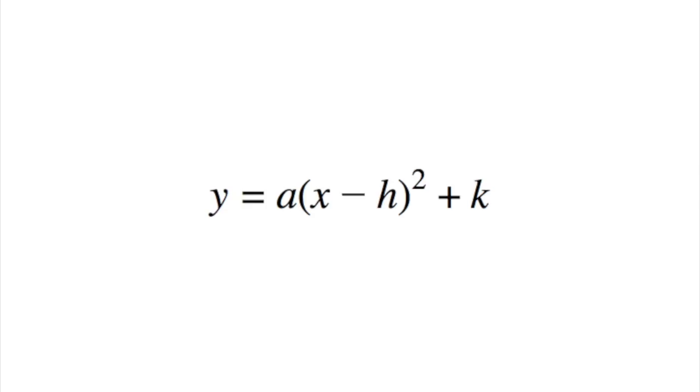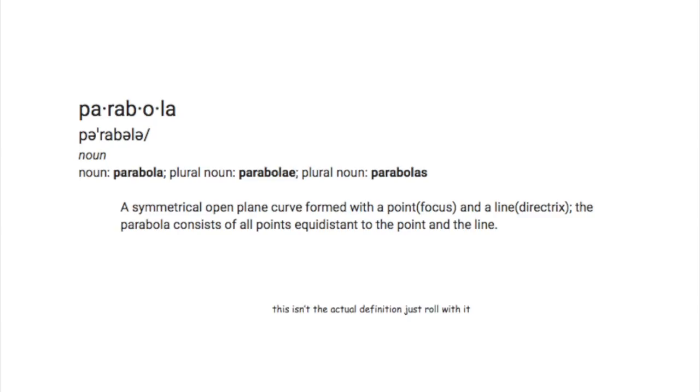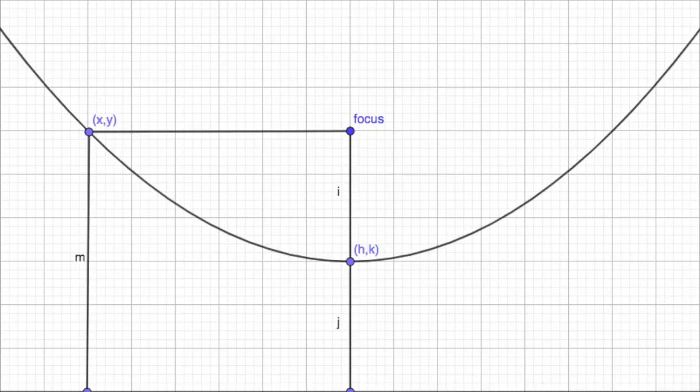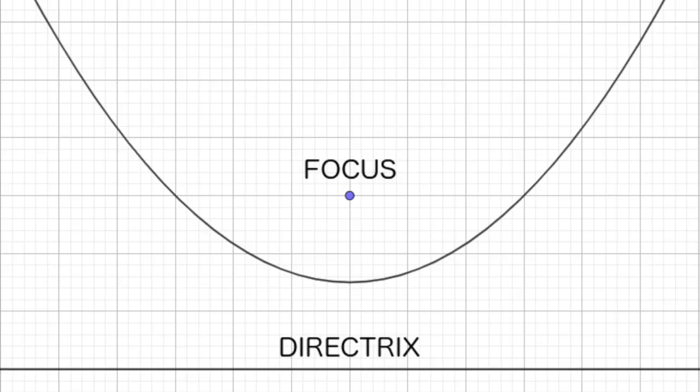Vertex form is defined as y equals a(x minus h) squared plus k, where (h, k) is the vertex. If we use the definition of a parabola, we can find the vertex form of a parabola, and therefore the vertex of the parabola. To do this, we need to find 2 points. The first one can be the vertex. It doesn't really matter what the second one is, as long as it isn't on the same x-coordinate or the same y-coordinate as the focus.